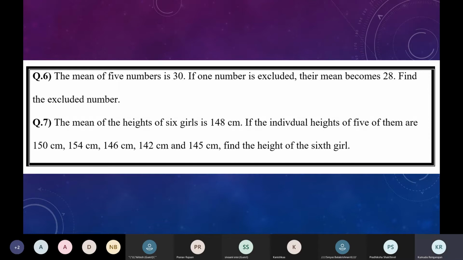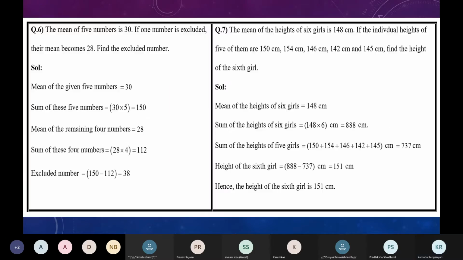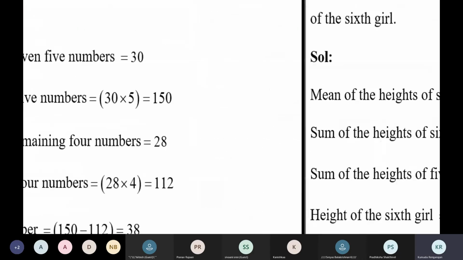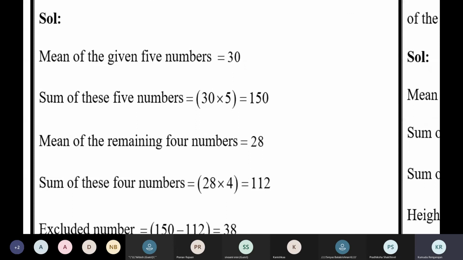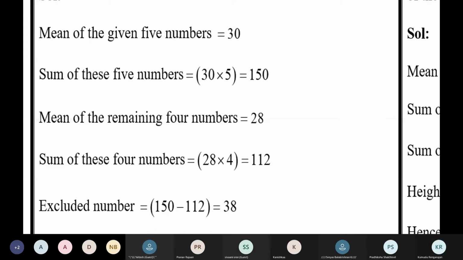See, the sum of the 4 numbers is 112. Sum of all the 5 numbers is 150. So the excluded number will be 150 minus 112. If I show you this answer, you can see the next one. Whatever I told you is on the screen, so I'm sure you should understand that.